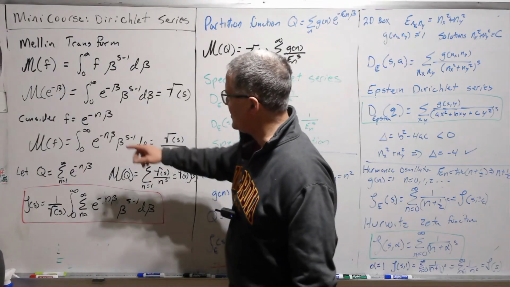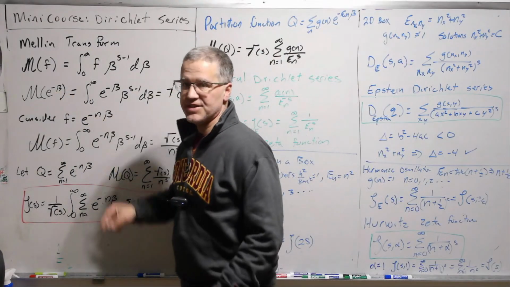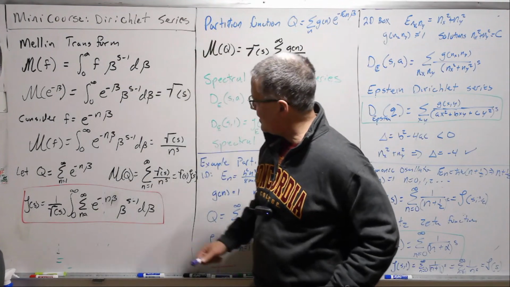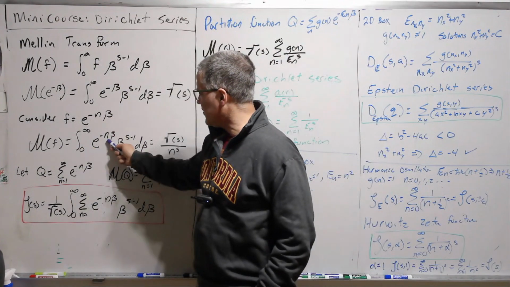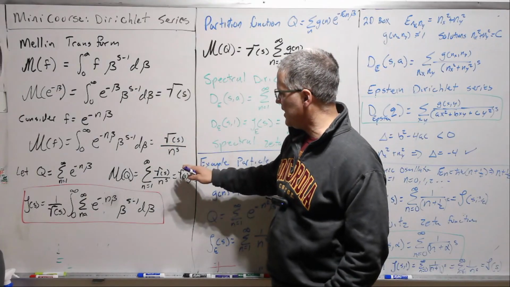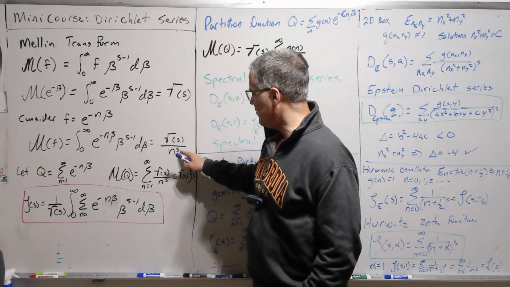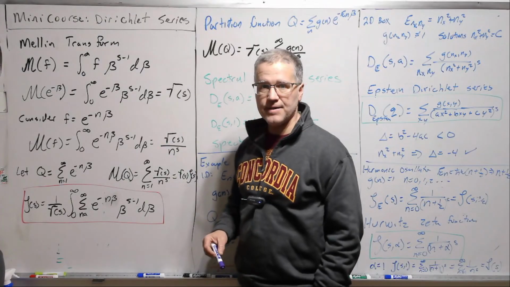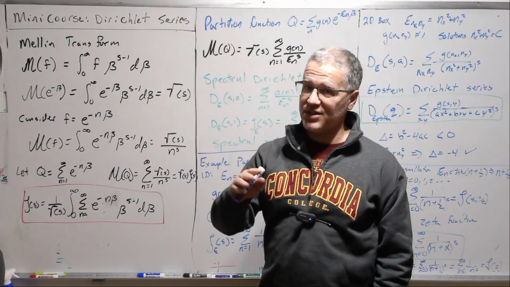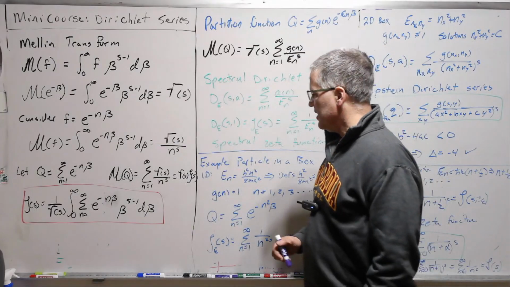Well, let's generalize this just a slight bit, and instead let's consider f equals e to the minus n beta, and let's take the Mellin transform of that. So we have an extra n in here. So we anticipate a gamma coming out, and with change of variables, it does so, and we get gamma of s divided by n to the s. So we're starting to look like we might get close to a Dirichlet series.